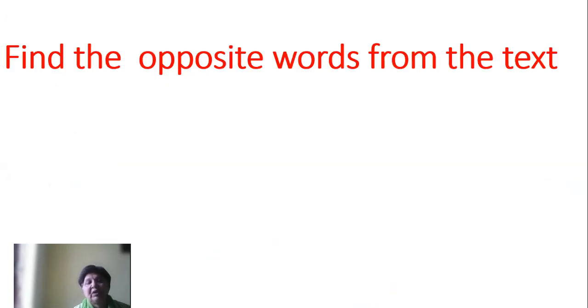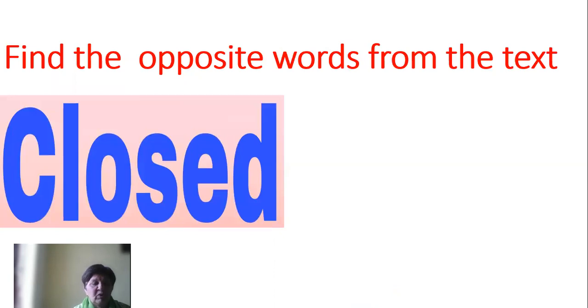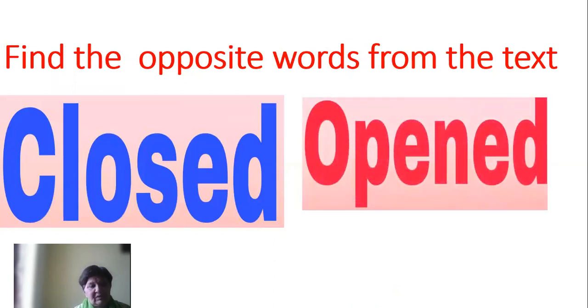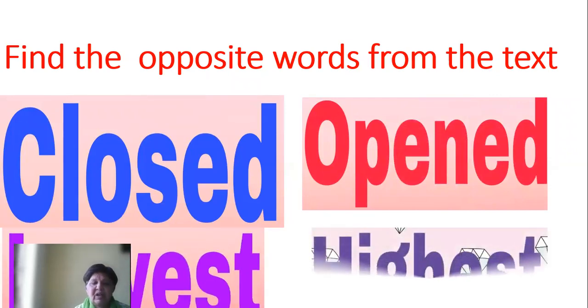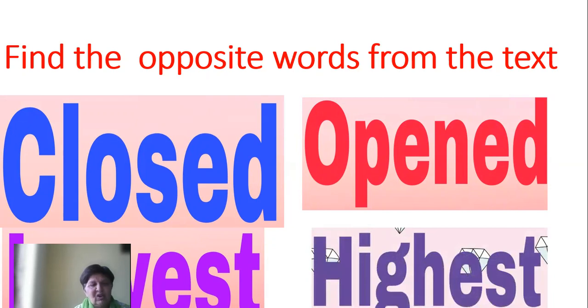Find the opposite words from the text. Closed. What is the opposite word? Opened. Closed, opened. Lowest. The opposite word is highest. Lowest, highest. Maximum speed, minimum speed. Appeared, disappeared. Move backward, move forward. So these are the opposite words.